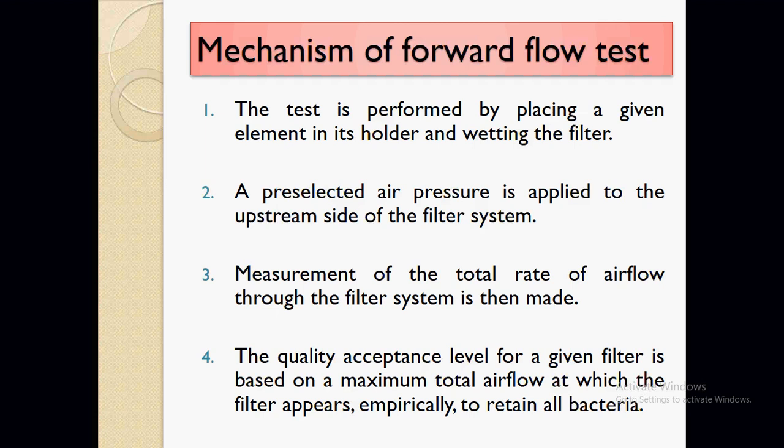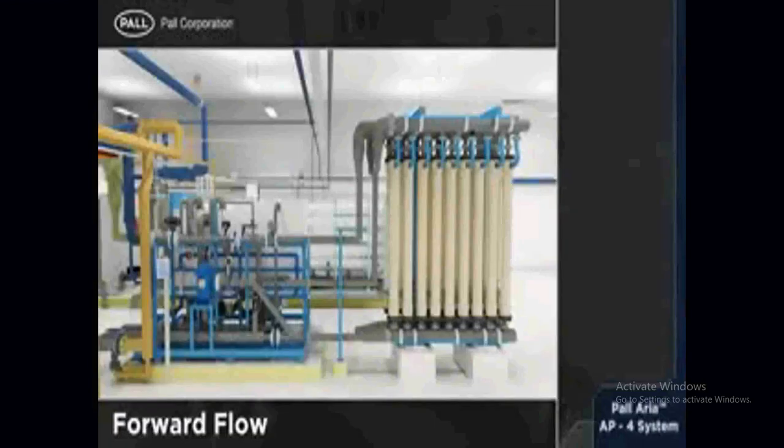The mechanism of forward flow test. This test is performed by placing a given element in its holder and wetting the filter. A pre-selected air pressure, much below the bubble point pressure, is applied to the upstream side of the filter. The measurement of the total rate of airflow through the filter system is then made, and the quality acceptance level for a given filter is based on a maximum total airflow at which the filter appears empirically to retain all bacteria. This is the shape of the instrument for forward flow test.